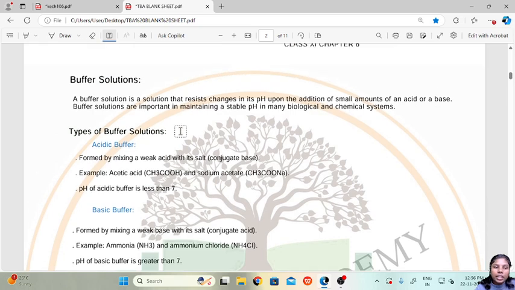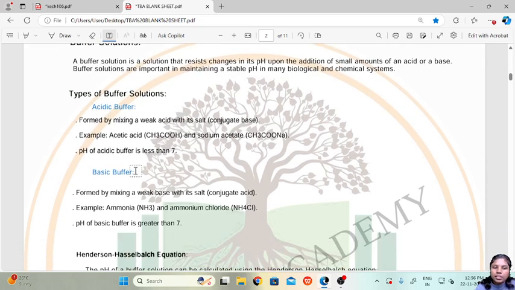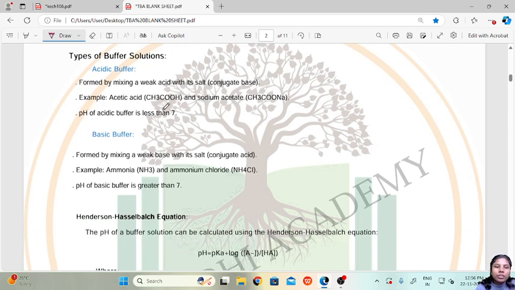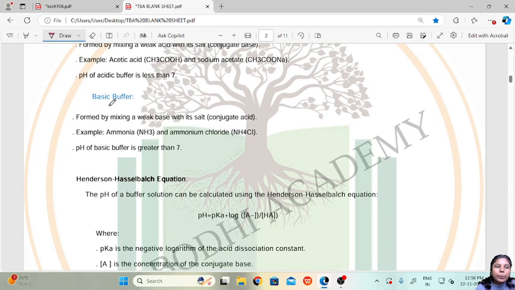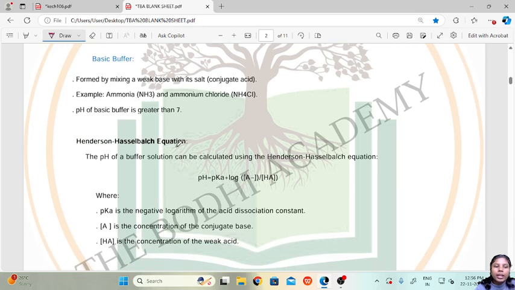Now buffer solutions are mainly of two types. One is the acidic buffer and one is the basic buffer. Acidic buffers are formed by mixing a weak acid with its salt, as in its conjugate base. For example, acetic acid, to which we add sodium acetate, that is its conjugate base, or its salt. The pH of an acidic buffer is always less than 7. Basic buffers are formed by mixing a weak base and its salt, that will be its conjugate acid. For example, ammonium hydroxide and ammonium chloride. Its pH will be greater than 7.